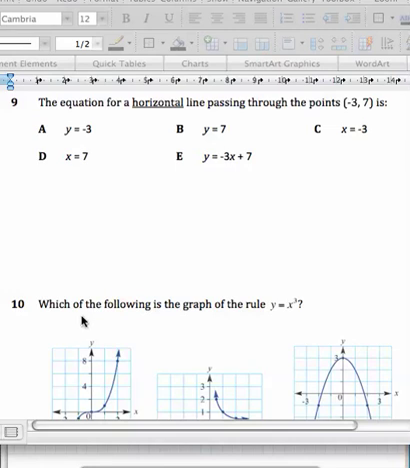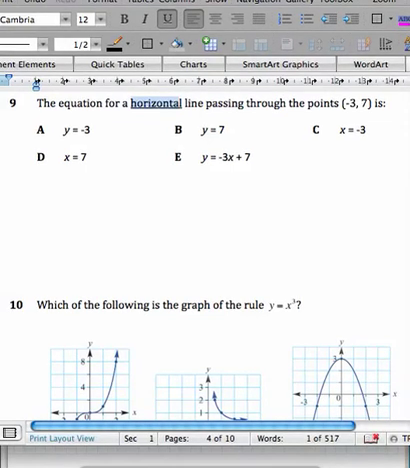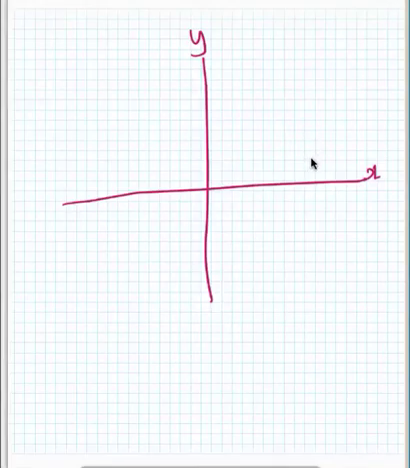Now question 9 asks us the equation for a horizontal line passing through a point, and they've given us a point. Now this one you have to really think about what is given to you. Otherwise, you won't be able to work it out. A key word here is horizontal. And we know when we have a horizontal line, the gradient is 0. So let's just draw a quick example of that. So whenever you are given information like that, always visualize what you have by drawing it.